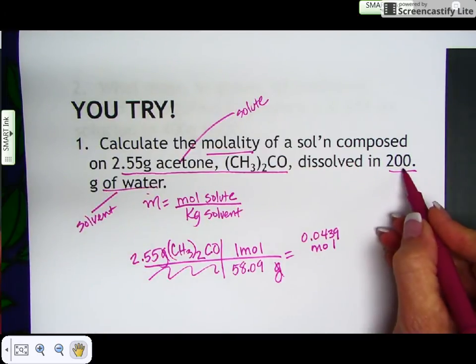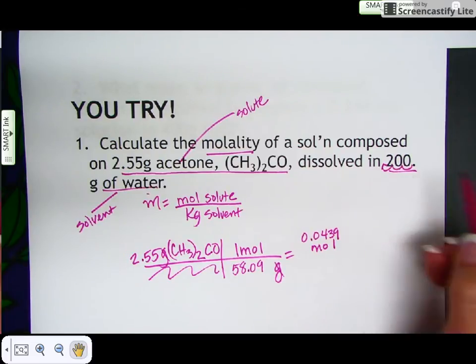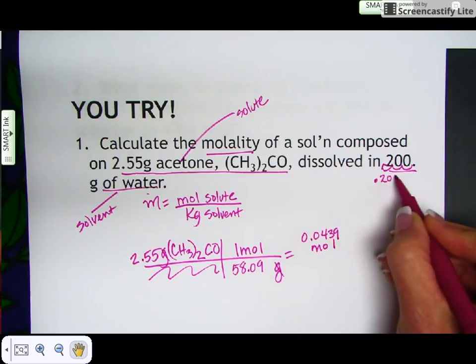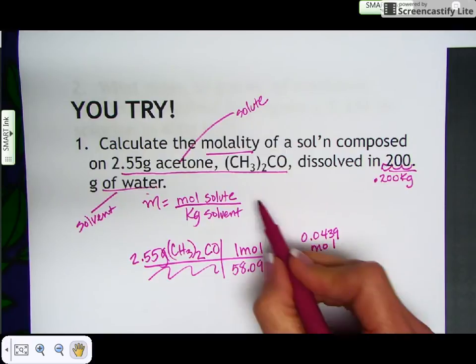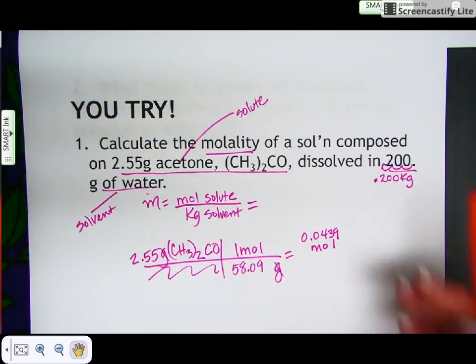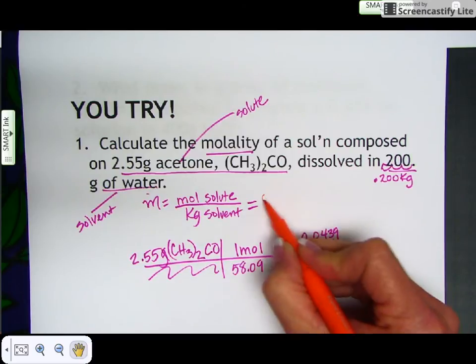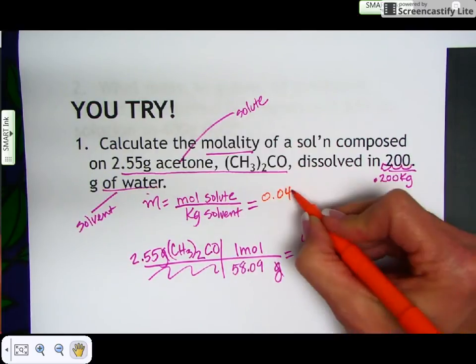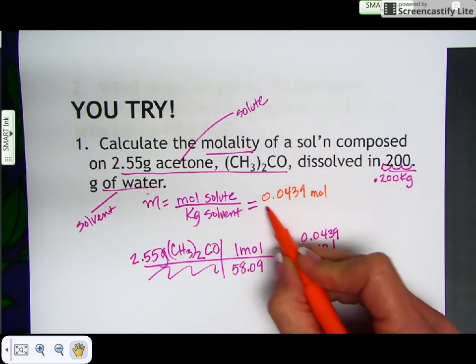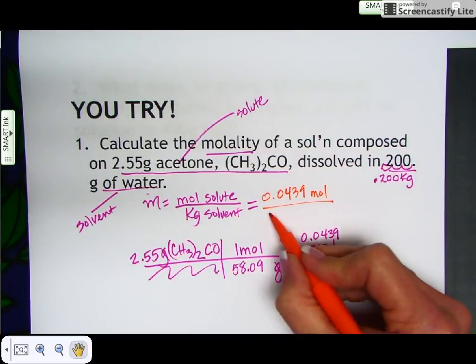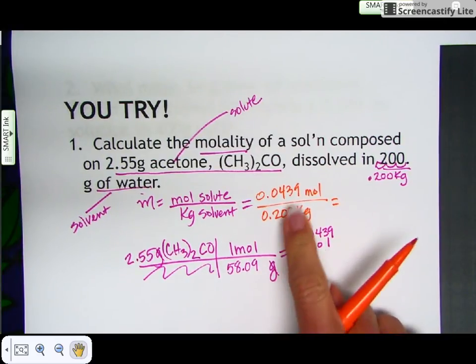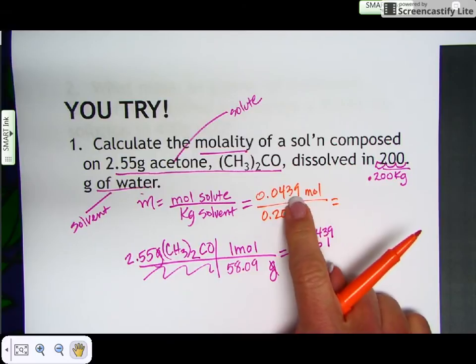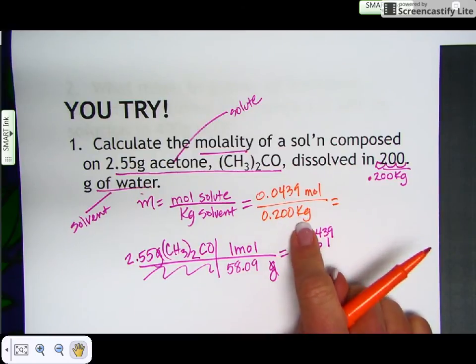Now, the water is in grams. I've got to convert it to kilograms. So I'm going to move my decimal backwards 1, 2, 3 places. So that's going to give me 0.200 kilograms. And keep your zeros because they are significant. So now we can plug into our formula. The moles we got here, 0.0439 moles of our solute divided by 0.200 kilograms of our solvent. 3 sig figs here and 3 sig figs here mean that we need 3 significant figures in our answer.